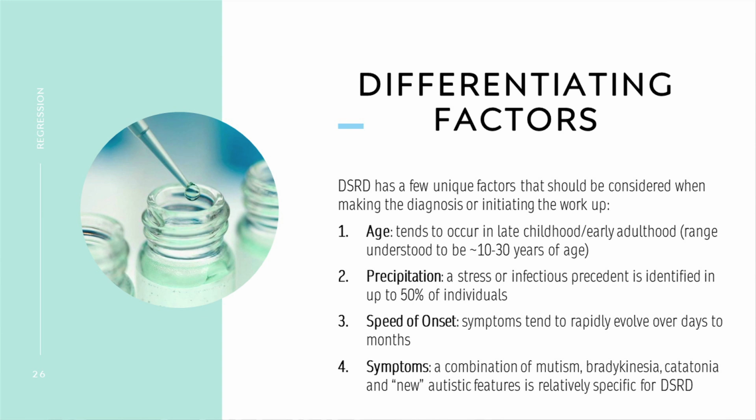In terms of age, these symptoms tend to come on between 10 to 30 years of age, typically after the diagnosis of autism or epileptic encephalopathies most commonly occur, but before the onset of Alzheimer's dementia. There's typically some kind of provoking factor, a stressor or an infection. The speed of onset tends to be extremely rapid, on the order of days to weeks. The symptoms primarily cluster around mutism, bradykinesia, catatonia, and new autistic-like features.